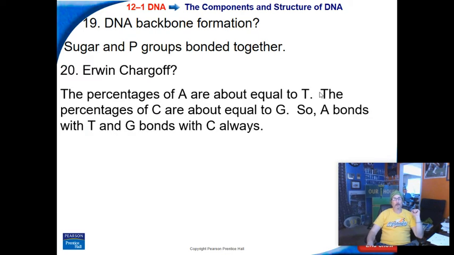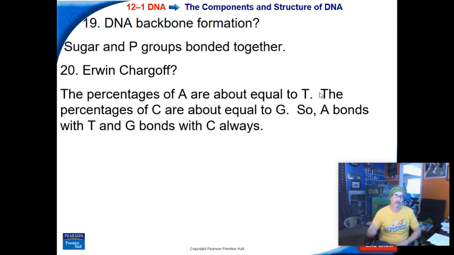All right, Erwin Chargaff. He was a scientist who tested a whole bunch of different types of DNA in different types of organisms, and every time he found that the percentages of adenine, let's say the percentage of adenine was 40%. Consequently, the percentage of thymine might have been like 39.8% or 40.1%, but they were pretty much equal.